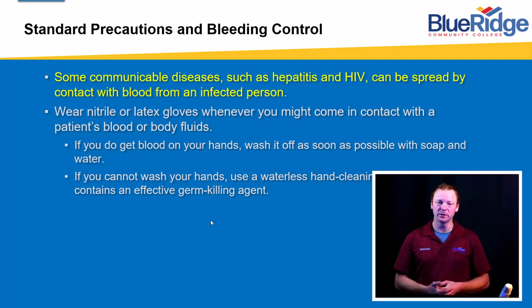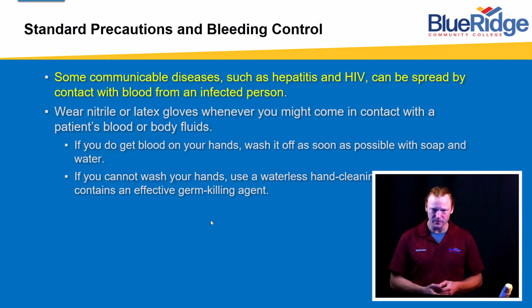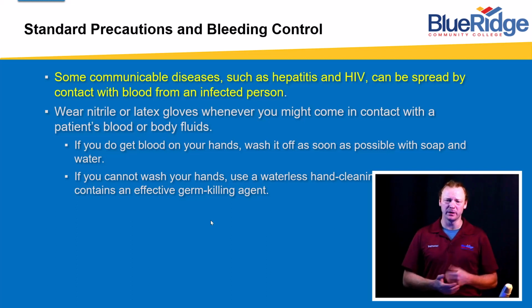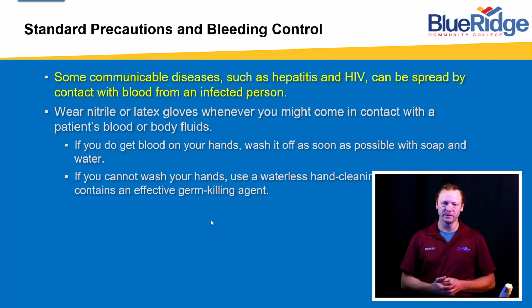If you do get blood on your hands, wash it off as soon as possible with soap and water. If you cannot wash your hands, at least use a waterless hand cleaning solution that contains an effective germ killing agent. Those hand sanitizer pumps are pretty much everywhere you go, and they can work as a stopgap or a temporary means of cleaning. You should still go find a sink and wash with soap and water, even if you do use the hand sanitizers.